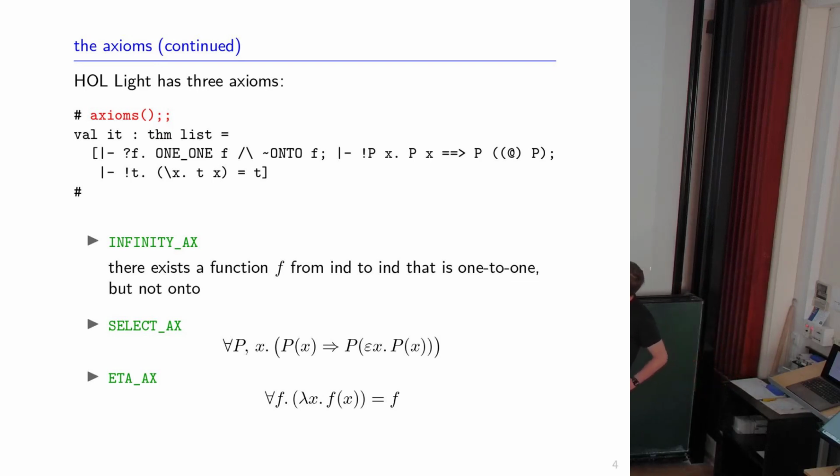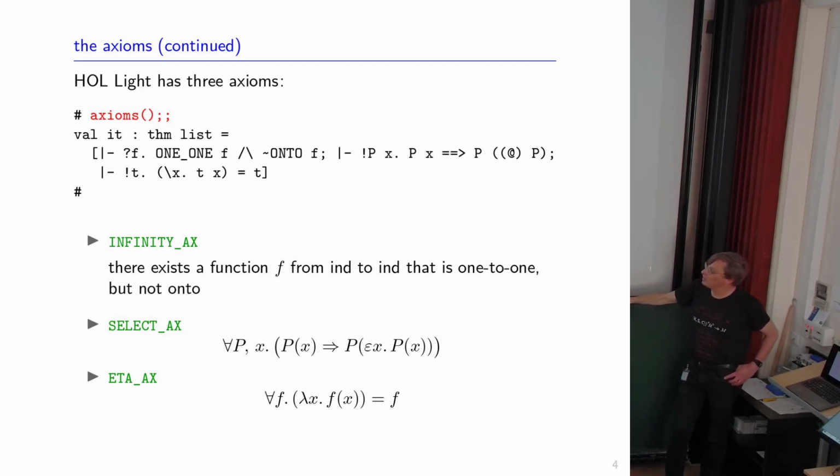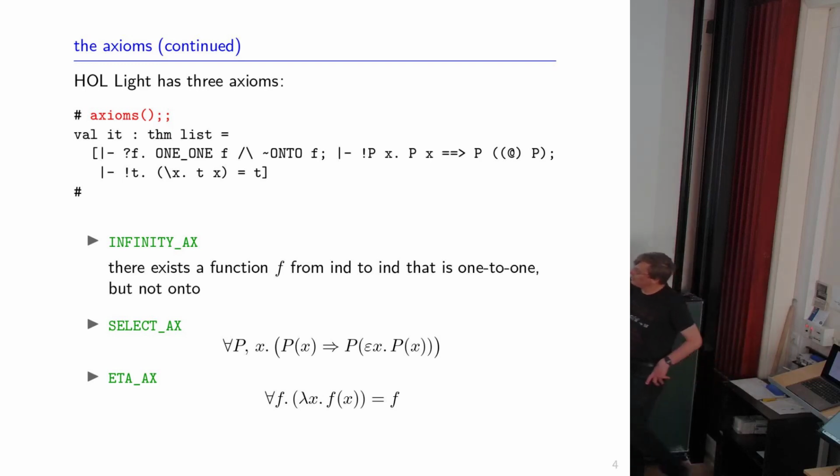So there's the infinity axiom, which says that there's a function from ind to ind that's one-to-one, but not onto. So it uses defined constants ONE_ONE and ONTO. And they exist. The existential quantifier also has a defined constant. That says that the ind type is infinite, nothing else. Then there's the select axiom that says that p of the epsilon of x, p x, that the epsilon of x satisfies p if there is an x that satisfies p. So if you give me an x that satisfies p, then I know, and this is another way to write existential, but you can already write this when you don't have the existential definition.